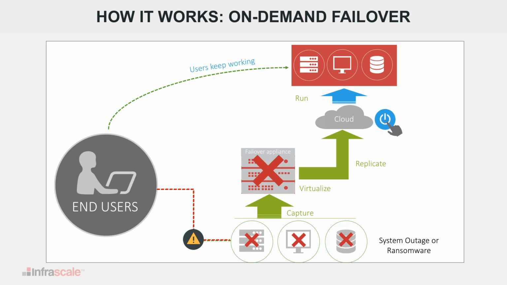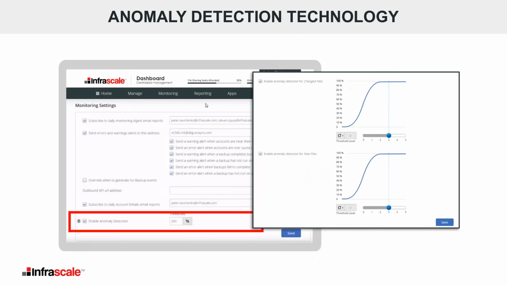So Infrascale offers a cloud DRaaS solution where all backups are replicated off-site to allow for a much faster, cloud-based recovery of entire machines so that your users can continue to work while the production environment's repaired. And that's how that on-demand failover works.